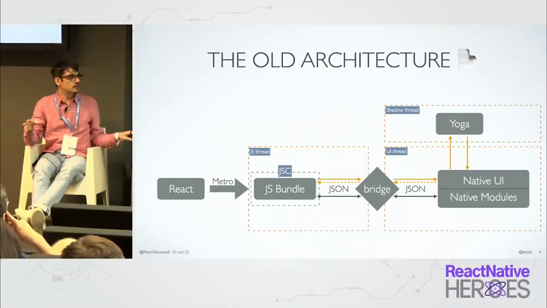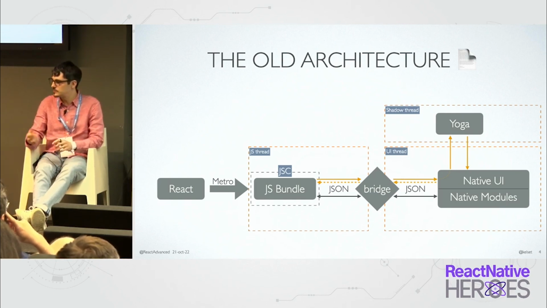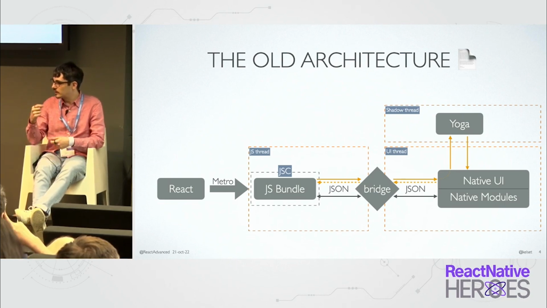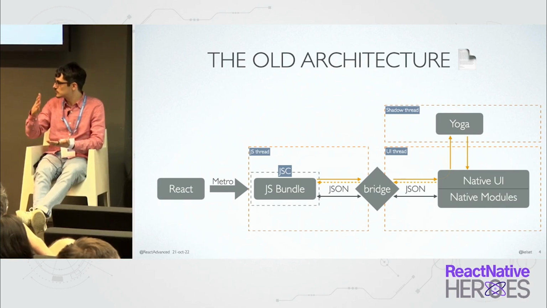Just to set the scene, this is what the current architecture of React Native looks like. We call it the old architecture, or also Paper. I don't specifically remember why we called it Paper. I think it was an in-joke because every internal Facebook project needed to start with an F.